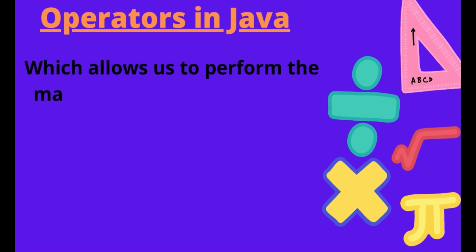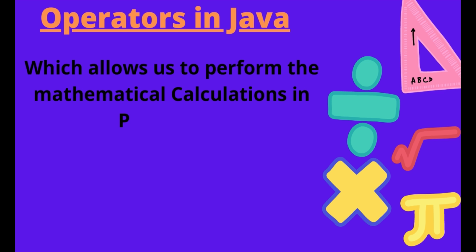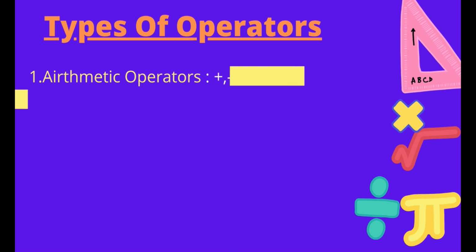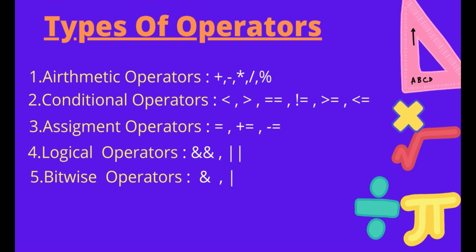Operators in Java are basically used to perform mathematical calculations. Types of operators. First is the arithmetic operator. In the arithmetic operator, we use addition, subtraction, multiplication, divide or modulus operator. The modulus operator is used to find out the remainder.